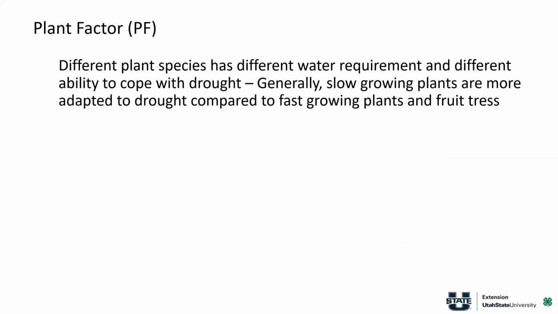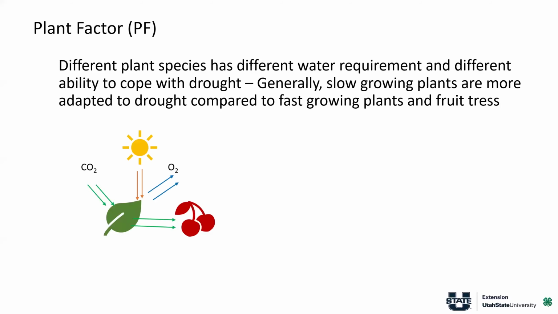Different plant species have different water requirements and different ability to cope with drought. Generally speaking, the slower the plant grows, the less water it needs, and the higher the productivity, the more water it will need. That is because if there are more leaves and they are actively growing, they produce energy by photosynthesizing. And to photosynthesize, they need carbon dioxide along with water. So the more active photosynthesis, the more water the plant is pulling. The less photosynthesis, the less growth, the less productivity, the smaller the plant, the less water they use, generally.